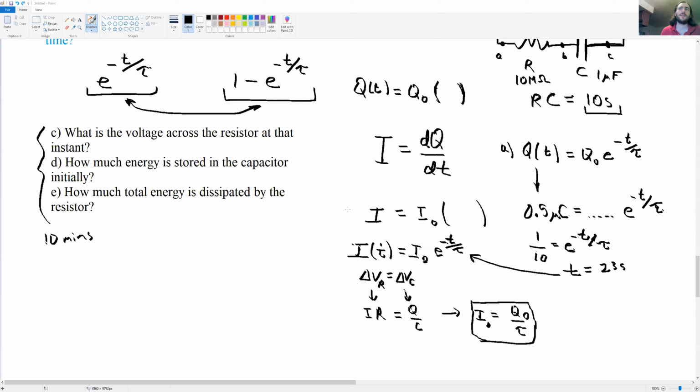How are we gonna get the energy stored in the capacitor initially? So at t equals 0. How are we going to figure out the total energy stored in the capacitor? So somebody else besides Sean or David. How do we get energy stored in a capacitor?